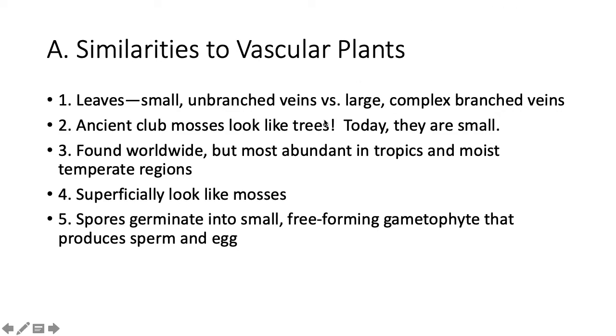All right. So the Lycophytes today are really, really small, but in ancient past, due to fossil records, they were huge. They were trees. But we can find Lycophytes worldwide. They are most abundant in tropics because of that moist environment. And today, because they're small, you would think of them as mosses. So that's why they're called club mosses as well.